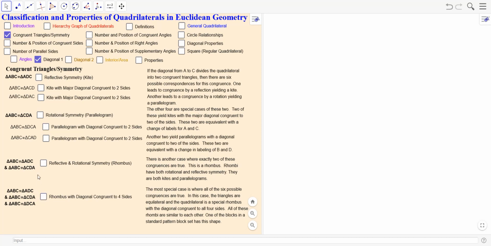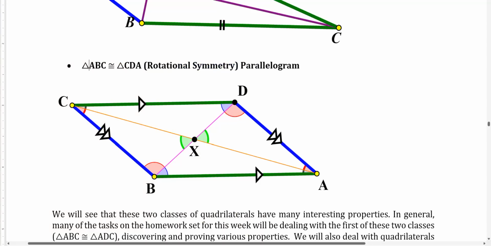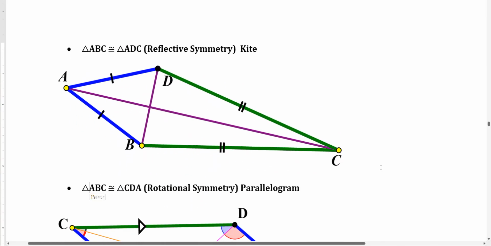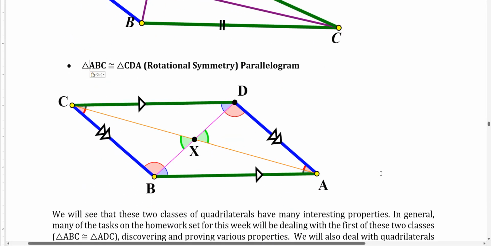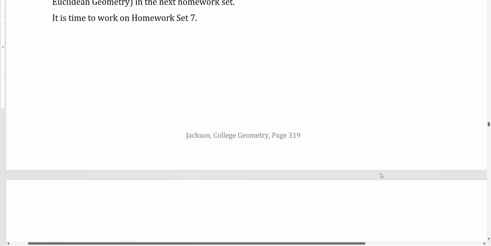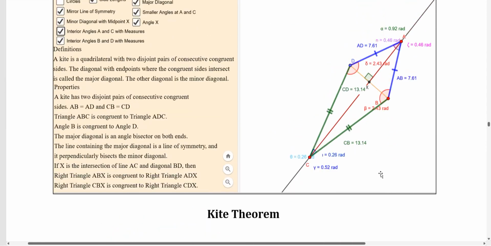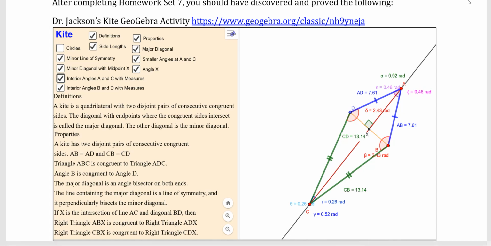So that shows you some of the different ways that we can get triangles to be congruent. And in particular, though, we want to spend a little bit of time talking about these particular classes in the next few videos. Actually, we're going to first talk about kites quite a bit here in the next video. And we'll talk about parallelograms next week in our next playlist. Okay? So we'll talk about kites in our next video.